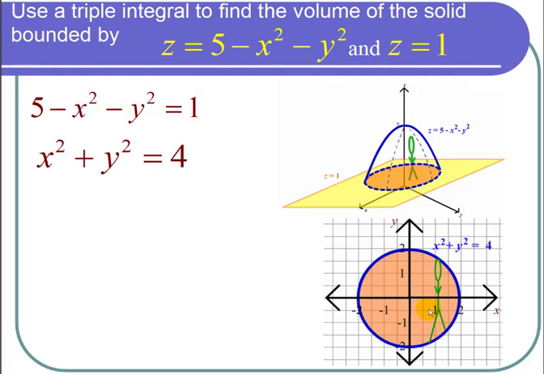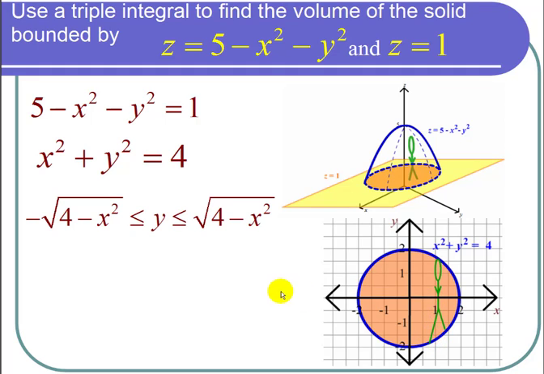So I sketch that in the xy plane because I'm looking at the shadow onto the xy plane. And look at the little man. I put him standing up and down. The little man's feet are at negative the square root of 4 minus x squared. That's the bottom semicircle. And the little man's head is at positive the square root of 4 minus x squared. That's the top semicircle. And those are what happens if I solve for y in this equation, x squared plus y squared equals 4.